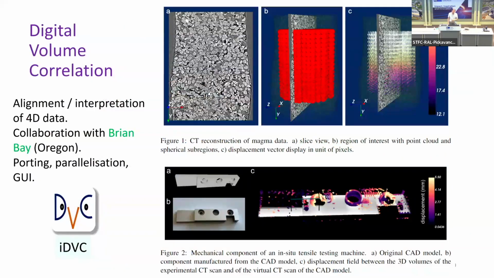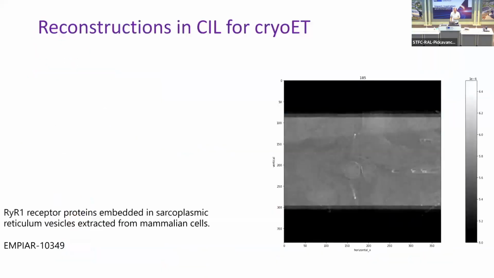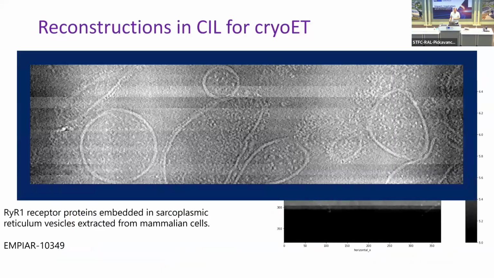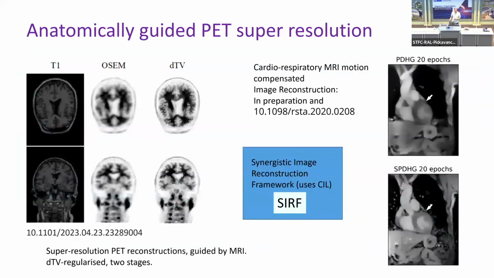Digital volume correlation is where you're looking at a series of tomograms, very often a time series, and you're looking at deformations going along that time series. We've worked with Ryan Bay at Oregon on his software, looking at porting of code, parallelization, and GUI. Ado's group have also looked at electron tomography, and in medical imaging, various projects looking at PET and MRI imaging.